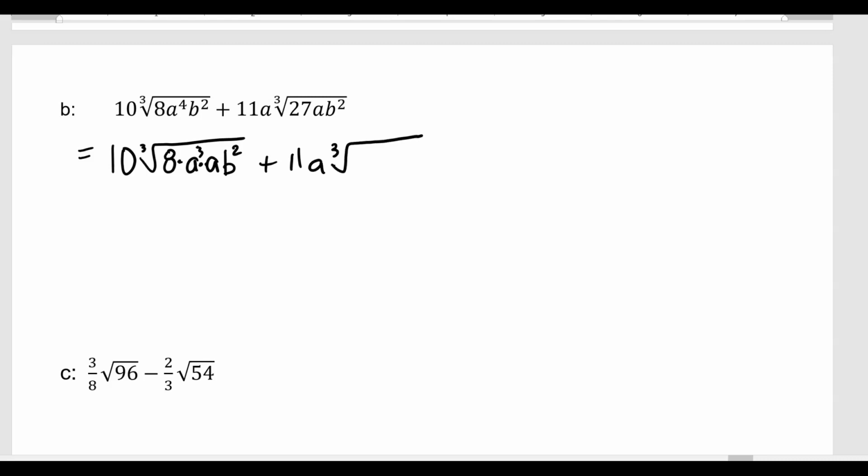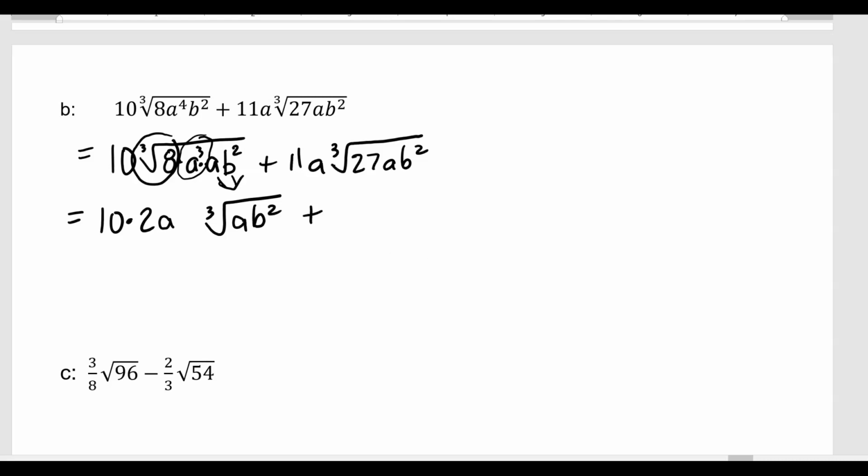So 11a times the cube root of 27 is also a perfect cube. So let's wait till the next line to start taking numbers out. We have 10 times cube root of 8, which is 2. We're going to take that perfect cube root of 8, which is 2, and take that 2 out. And then we have cube root of a cubed, which is a, so a goes out. However, these remain under: ab squared. Similarly, cube root of 27 is 3, so we're going to take that out and leave ab squared under.